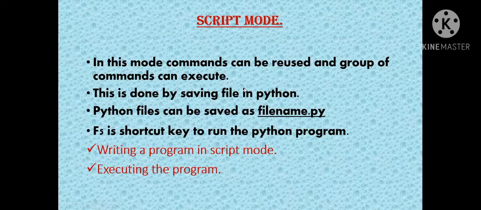Now we have seen how to write a program in script mode and how to execute it. Before executing, you will save the file with any file name .py and you can press F5 or the run module, as you have just seen how I am doing on a Python shell. This is the Python version 2.7 I have installed. Okay, you can install according to the compatibility of your system.